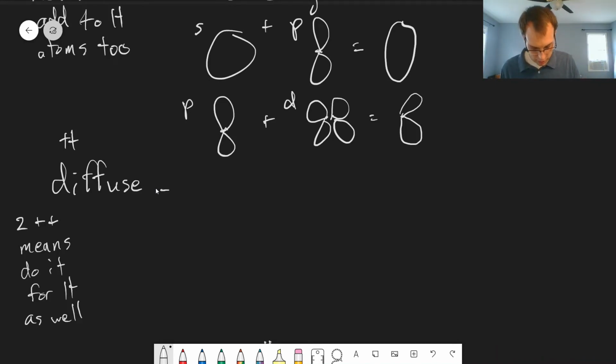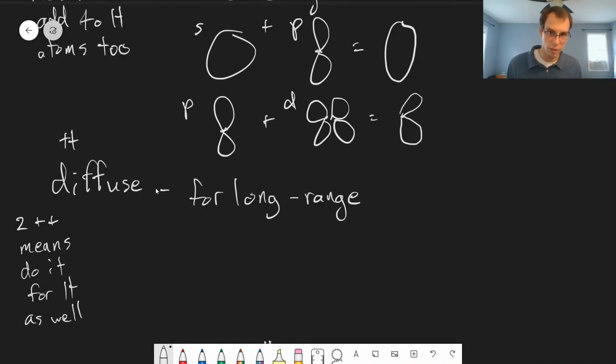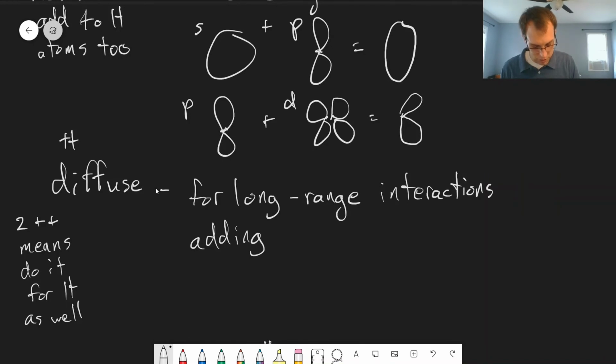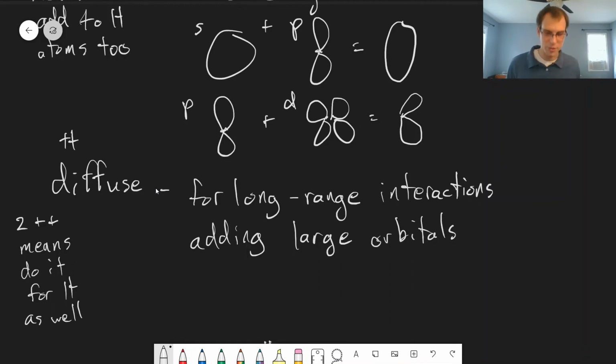So this is especially important if you have, say, van der Waals forces that you're trying to capture in your calculation. So diffuse functions are typically much larger than your original functions, right? You're adding a little bit of the very large wave functions. And it's a very, very hand-wavy way of talking about this. I'm not 100% clear on exactly mathematically how this is done. Let's say adding large orbitals or something like that.